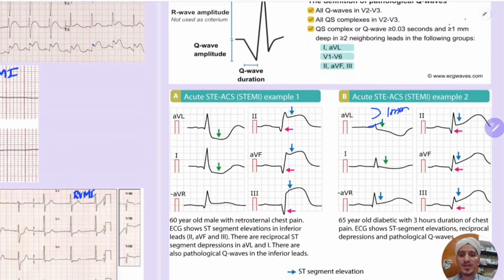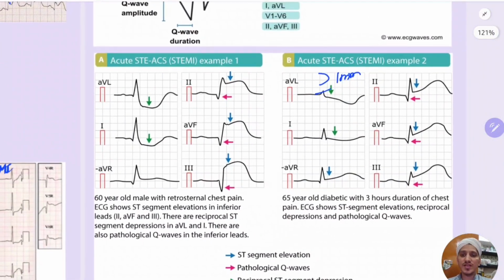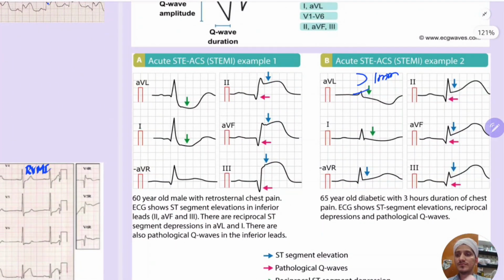Now here are two examples of ST segment elevation MI. A 60-year-old male with retrosternal chest pain. ECG shows ST segment elevation in inferior leads 2, 3, and AVF. There are reciprocal ST segment depressions in AVL and 1. There are also pathological Q waves in the inferior leads. These are approximately one small square in width, and the depth is more than 1 mm. See the pathological Q wave.